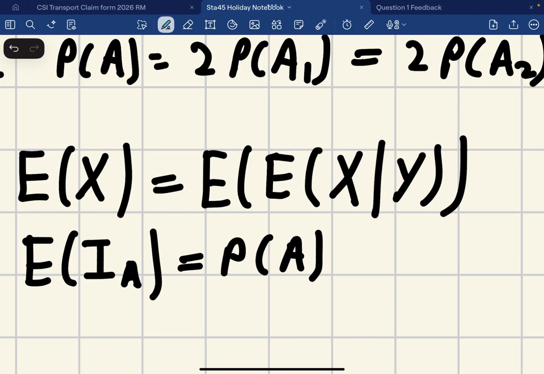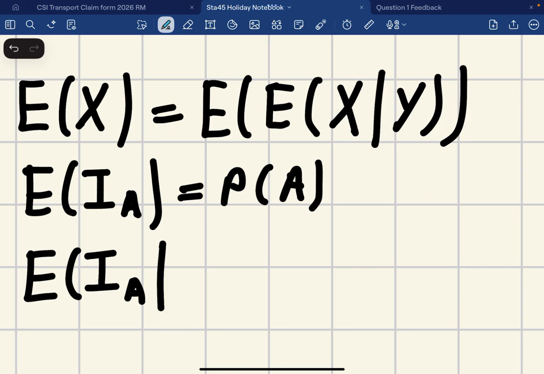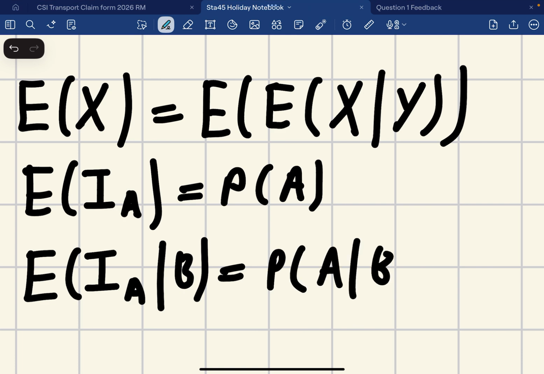The indicator function, if we take the expectation of the indicator function, which switches on when we have the event A, by switch on I mean it's equal to 1. That means that the expectation of that indicator function will be equal to the probability of event A occurring. And also, we know that the expectation of A given B is the same as the probability of A given B.